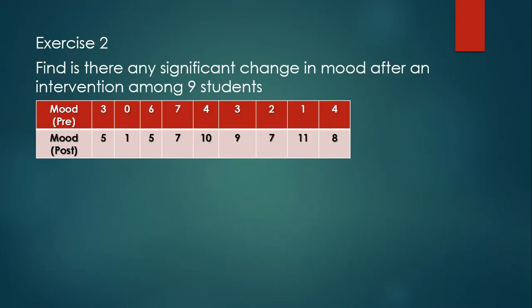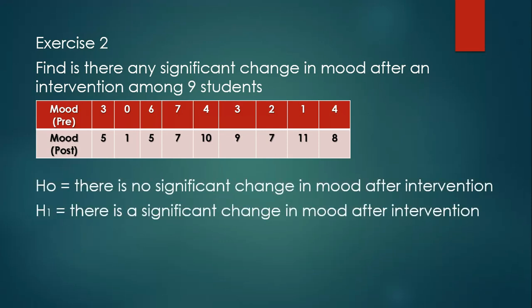Let's move on to another exercise. Find, is there any significant change in mood after an intervention among 9 students? So here it is a paired group. So first, we have to state the null hypothesis, which is there is no significant change in mood after intervention. An alternative hypothesis states that there is a significant change in mood after intervention.